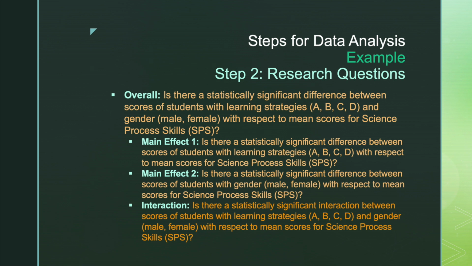And these would be the 4 research questions that we will have to write when we perform a two-way ANOVA. The overall, a main effect where we separate out just one of the independent variables, followed by a second main effect where we use the other independent variable, and then an interaction, which is when we are talking about the interaction of the two independent variables with each other. Please notice the difference in the wording for the last one. It's not, is there a statistically significant difference this time? It is a statistically significant interaction between the scores.